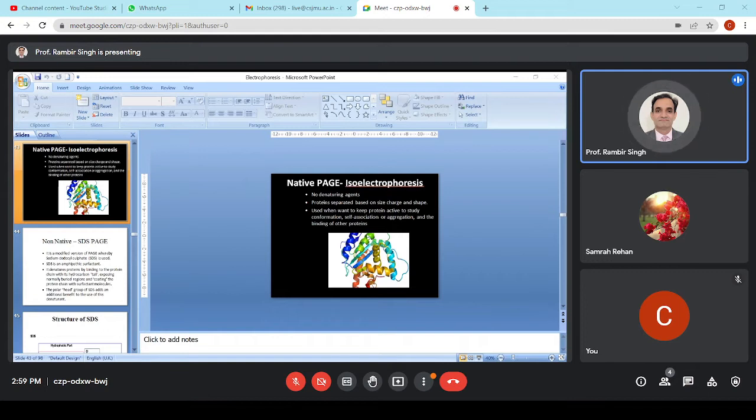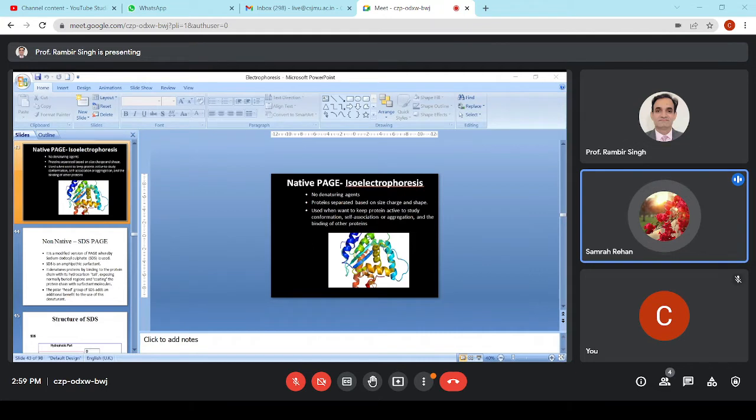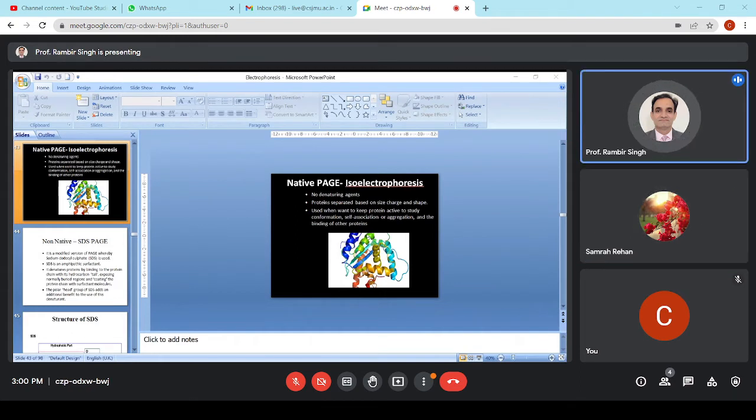So what is the difference between native PAGE and non-native PAGE? Sir, native PAGE is used when we have to keep the protein intact, and in non-native PAGE we can denature the protein. Okay. So why do we do denaturation of protein?